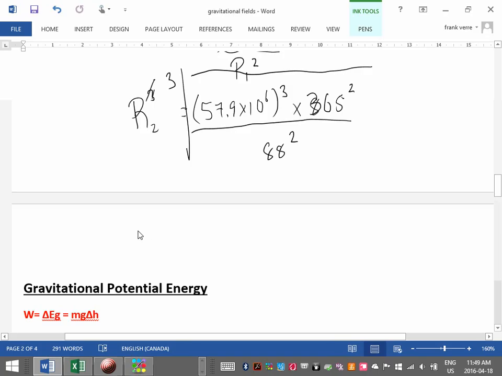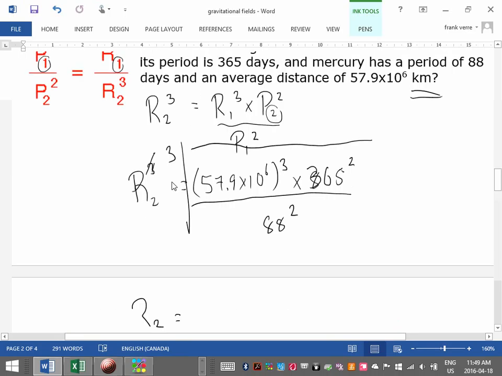All right, so what's R2? And by the way, what should it be? Should it be more? Now you know that it's further away from the sun than Mercury, right? At least I hope you know that. Should have done that in grade 9. So we know the answer has to be more than 57.9 million kilometers. Yeah, 10 to the 6, million kilometers. So what's the answer?